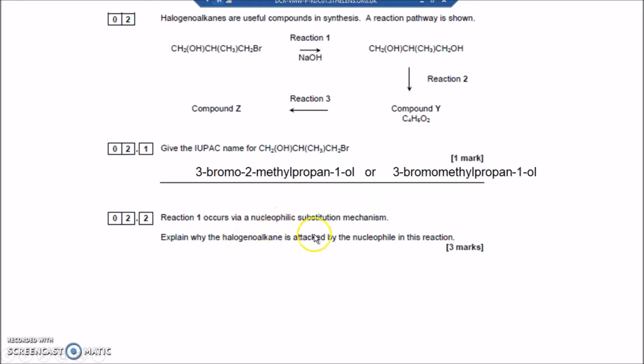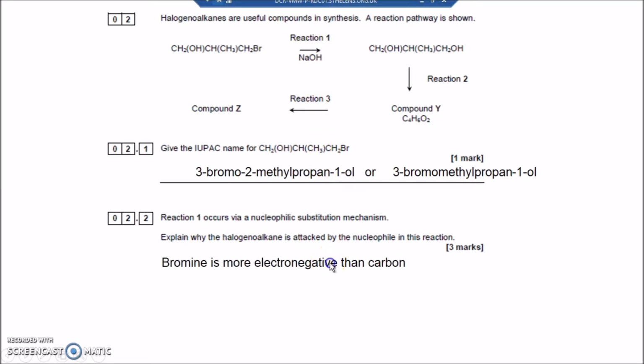Explain why a halogenoalkane is attacked by a nucleophile in this reaction, reaction 1, nucleophilic substitution. So you've got sodium hydroxide in cold water, and the lone pair of electrons on the O of the OH minus is attacking the C of the C-Br. It's because the Br is more electronegative than the carbon, so that's creating a polar bond with a delta plus on the C, and the lone pair of electrons on the O is attacking that C delta plus and bonding with it, so it's donating its lone pair of electrons into a covalent bond to the C. That's because it's a nucleophile, a lone pair donor.